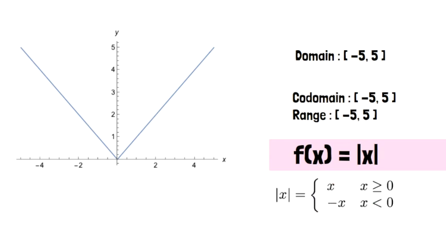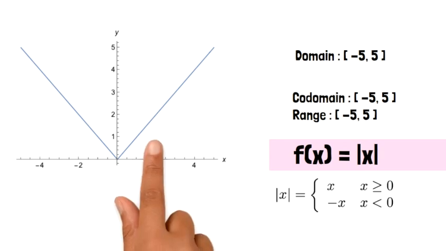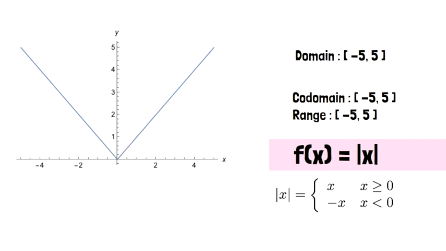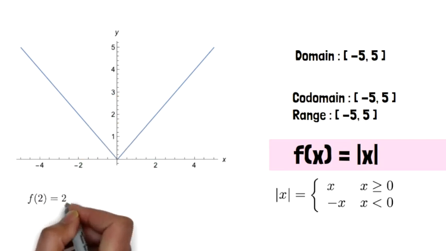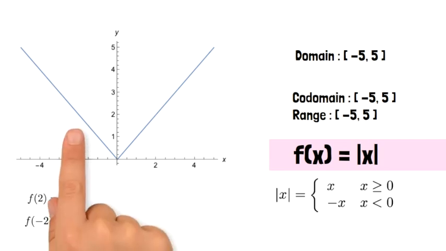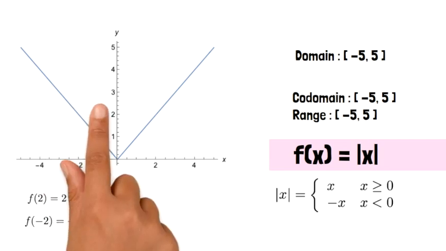Take for example x is equal to 2. Then the function value or its image is simply 2. On the other hand, for x is equal to -2, the function value takes on the negative value of -2, which is then 2 as well. We can see from the graph that the image of x equals to -2 is 2.